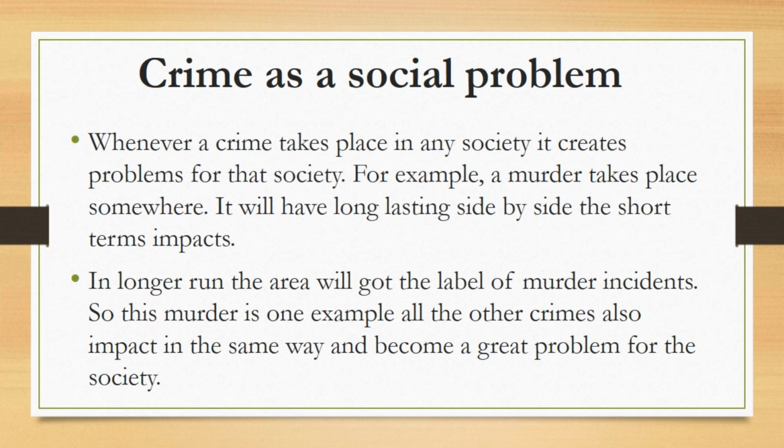As a crime always takes place in a society, whenever a crime takes place in any society, it creates problems for that particular society. For example, if a murder takes place somewhere, it will have long-lasting impacts as well as short-term impacts. Just after the incident, it will create a chaos-like situation in the surroundings. Police will reach the spot and will start investigating the matter. The incident and all the processes after it will put a psychological impact on residents also.